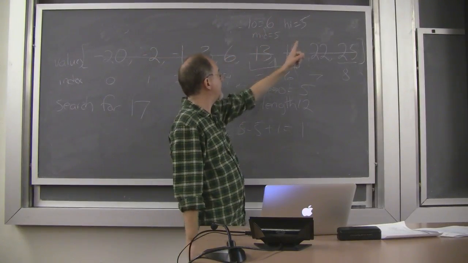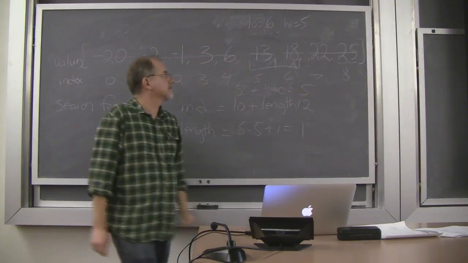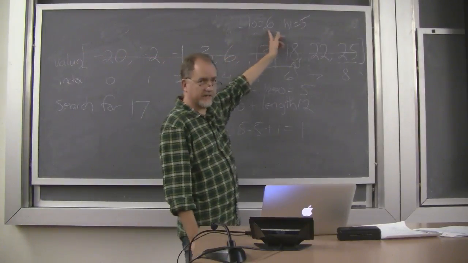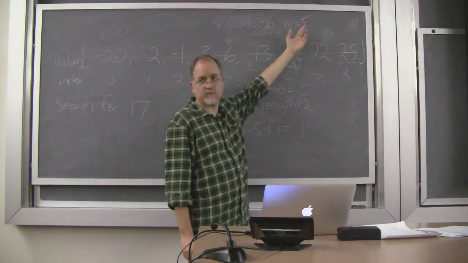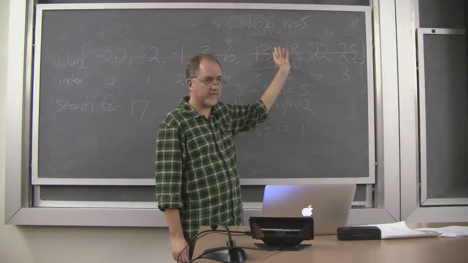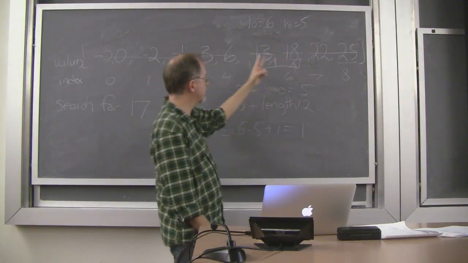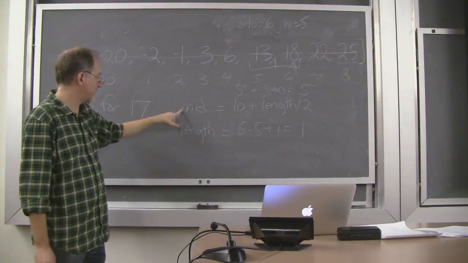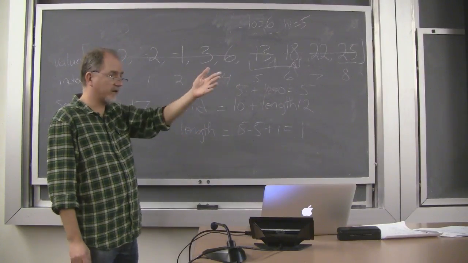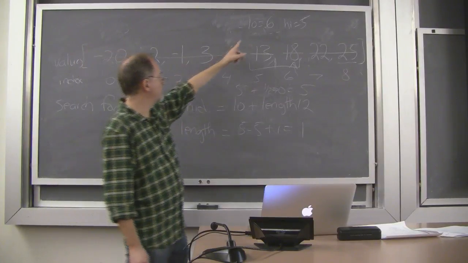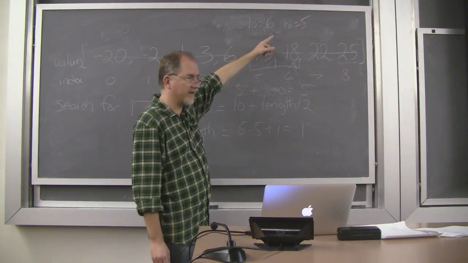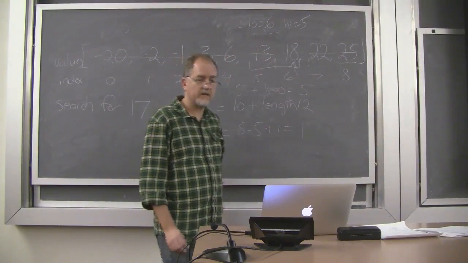Low is 6, high is 5. That's sort of weird, right? We're saying the valid range goes from low to high, and all of a sudden low is bigger than the high. And that means we run out of options. There's no more places to look, and the item is not found. So there's two possibilities for finishing. One is the value at mid, we find it, and we return that index. The other one is we have a while loop, and we loop while low is less than or equal to high. As soon as low becomes bigger than high, we stop and quit.